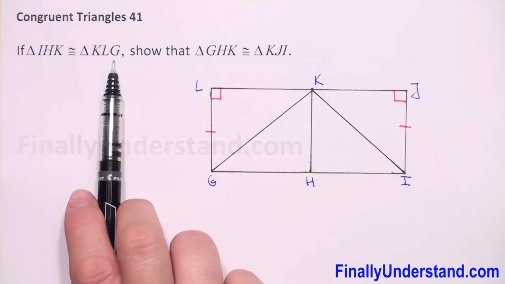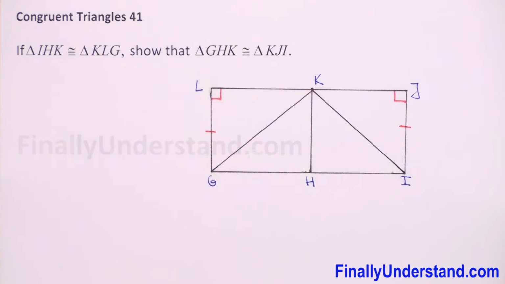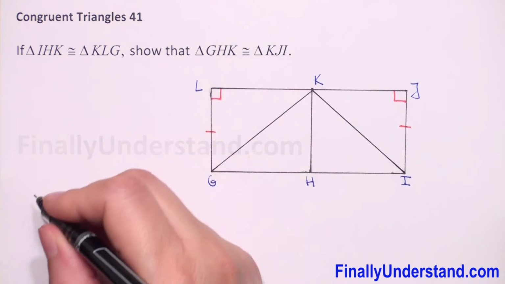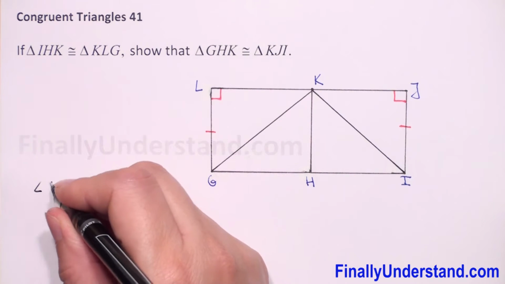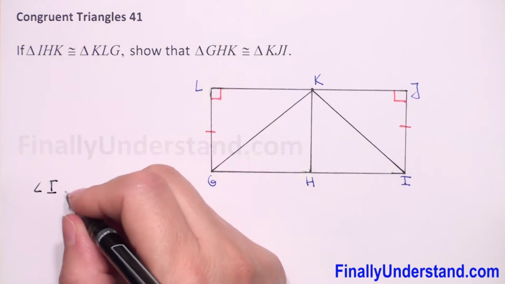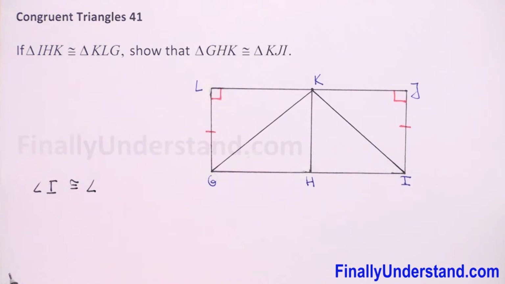What does it mean? That all corresponding sides and all the corresponding angles are congruent. So we can write that angle I is congruent to angle K.